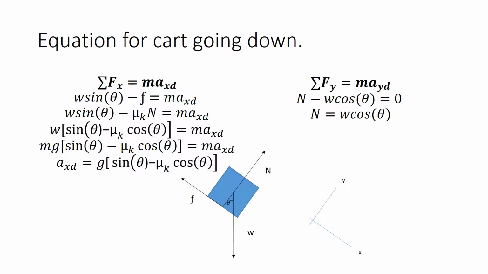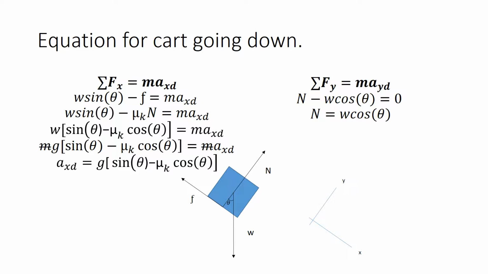We then did the summation of forces in the x direction equaling max down, giving us w sine theta minus force of friction equaling max down. Weight sine theta minus mu k, normal force, which is force of friction, equals max down. With normal force equaling weight times cosine, we plug that into the equation, giving us weight pulled out equaling sine theta minus mu k cosine theta equaling max down.